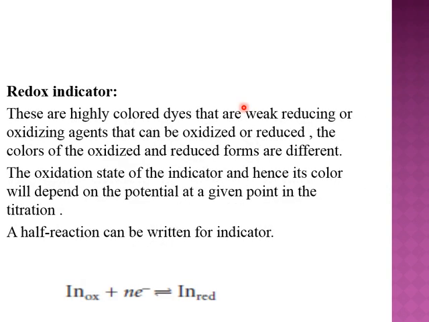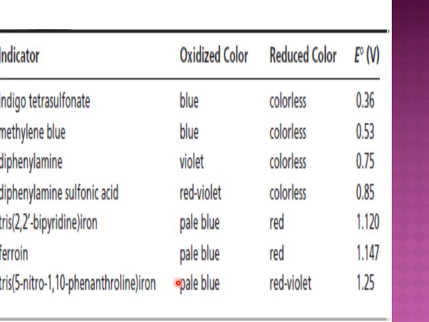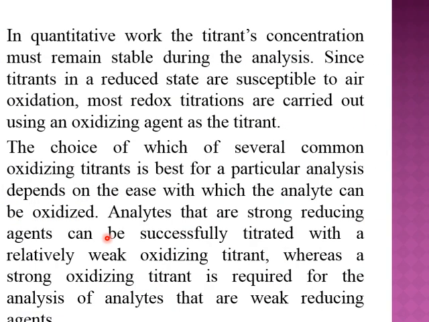The third type of indicator uses color dyes, which are weak reducing or oxidizing agents and have a different color in the oxidized state and a different color in the reduced state. This is a redox indicator. There are different types of indicators that can be used for oxidation reduction titration.